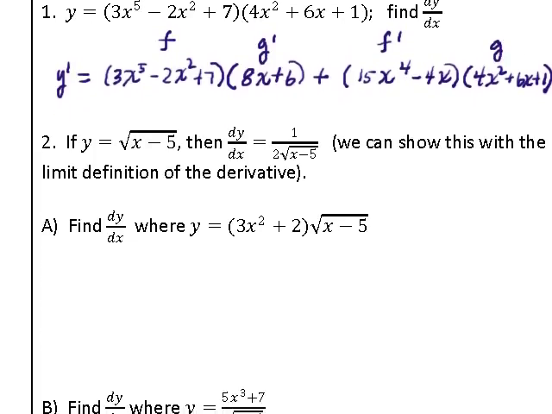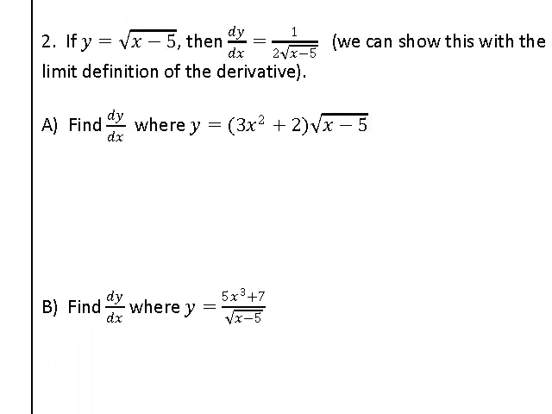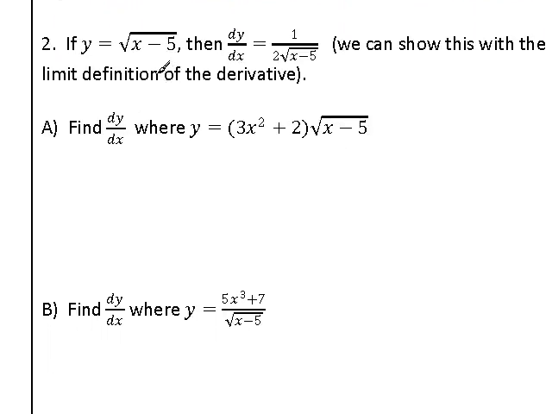Let's see. The second problem says that if y is equal to the square root of x minus 5, then dy dx is 1 over 2 times the square root of x minus 5. And we could show this with the limit definition of the derivative. So for this problem number 2, we'll assume that we know this.